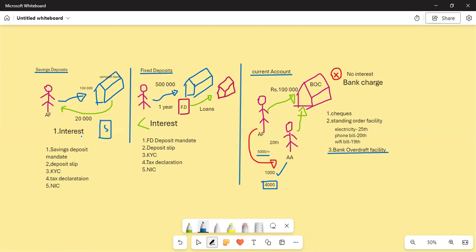In a savings account, you can't do these, right? If you are having only 1,000, they will give you only 1,000. You can't get an OD facility. But in a current account, you can delay your payments. You can get this facility.